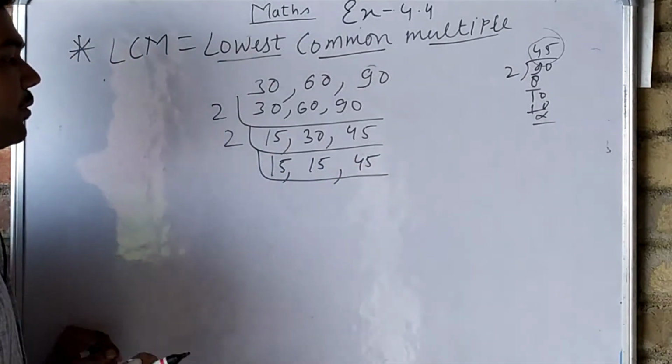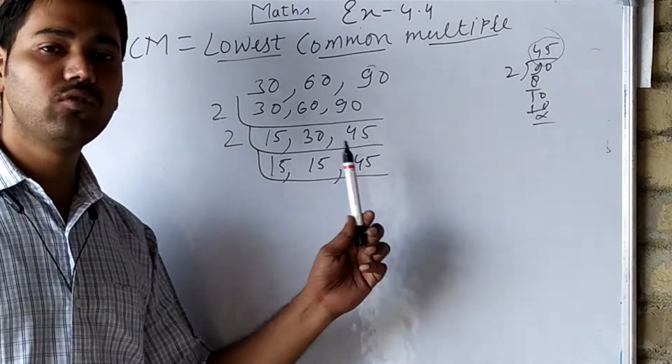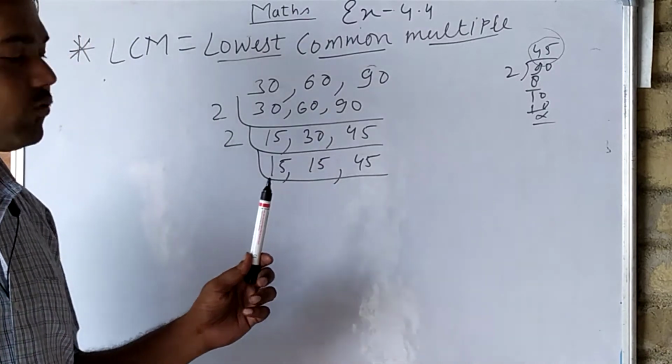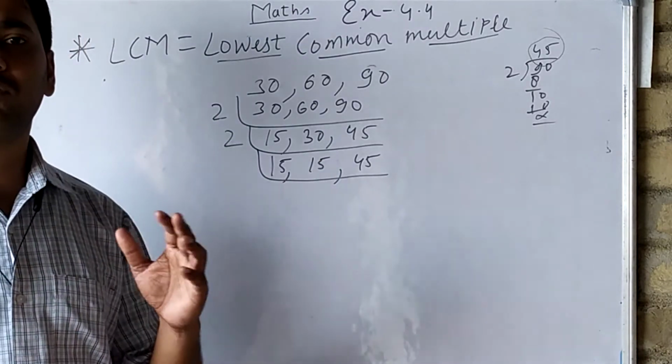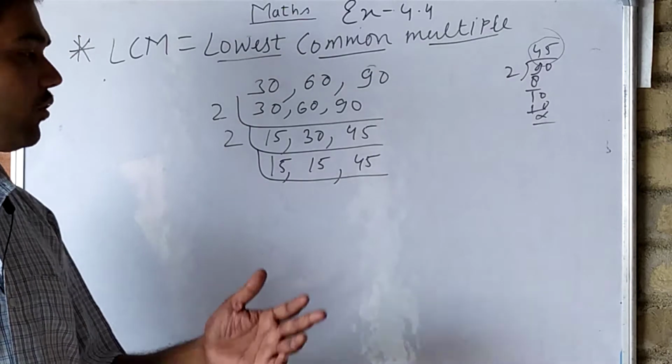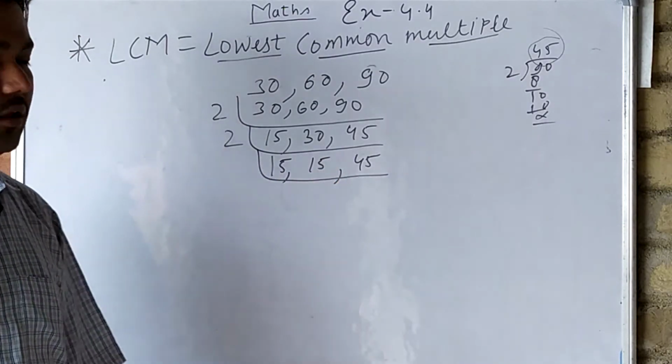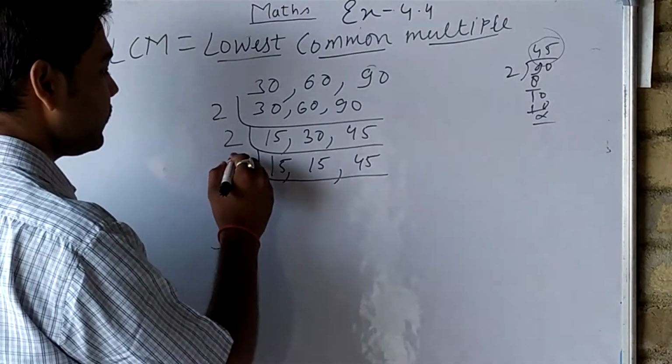So by this we have to do 2 again, 2, then 15, 30, 45. Now we are seeing that there is no even number at the unit digit. So what will we do now? We will try with some other number, because it will not be divided by 2. So we will try with 3.